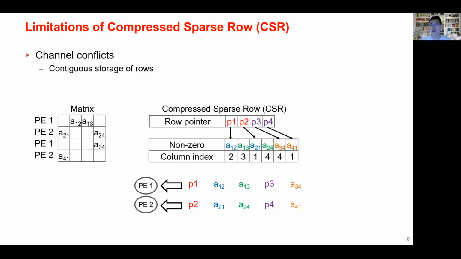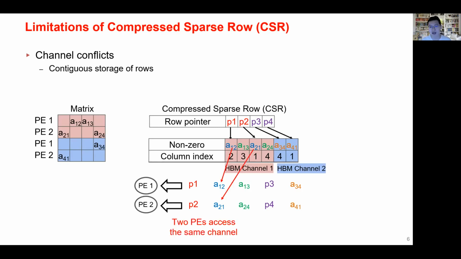The other shortcoming of the CSR format is that it cannot avoid channel conflicts when it is stored on HBM. That is also because of the contiguous storage of rows. Suppose we assign the first two rows to HBM channel 1 and the second two rows to HBM channel 2. Still from the coloring, we can easily find that the two PEs have to access the same HBM channel at the same time, which causes channel conflicts and decreases bandwidth utilization.